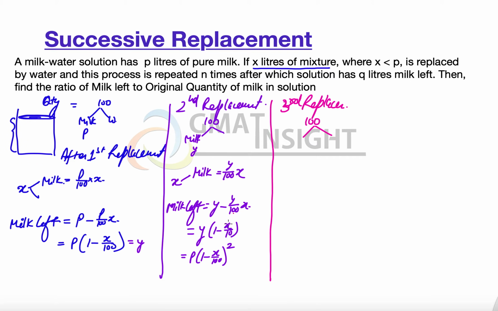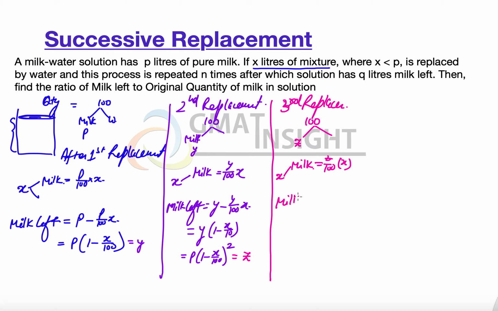Now, after the second replacement, we had this much milk left. Let's assume this is equal to Z liters. That means out of 100 liters, we have Z liters of milk in it. Now we are once again performing the same iteration, and we are taking out X liters from it. So the milk that goes out with the X liters that we take away from this mixture is equal to Z percentage of X, right? Because the X liters will now have Z percentage milk.